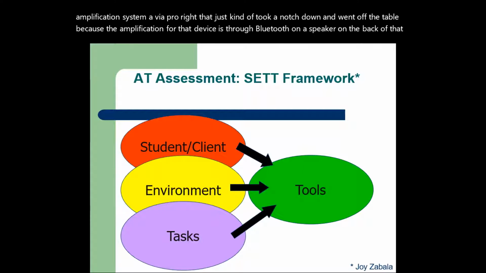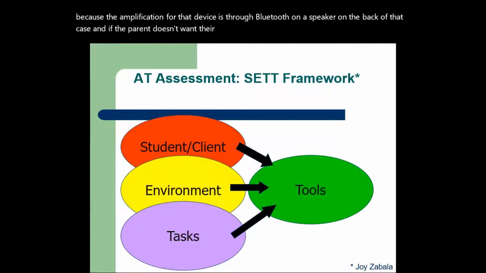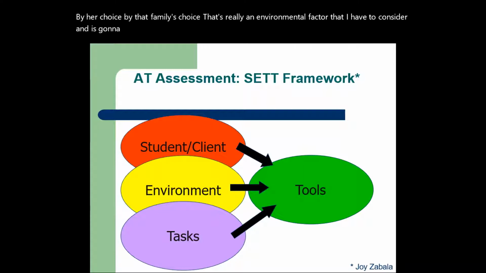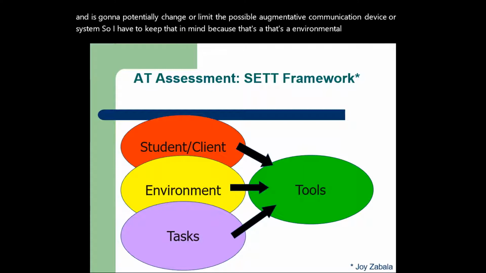And if the parent doesn't want their child exposed to the radiation that comes with Bluetooth by her choice, by that family's choice, that's really an environmental factor that I have to consider and is going to potentially change or limit the possible augmentative communication device or system. So I have to keep that in mind because that's an environmental restriction that the family is putting on.